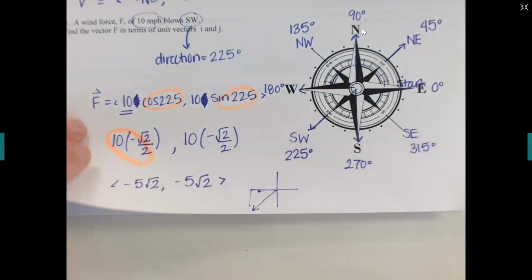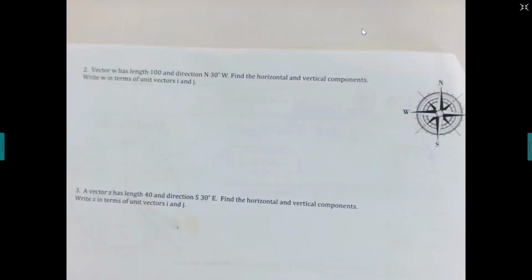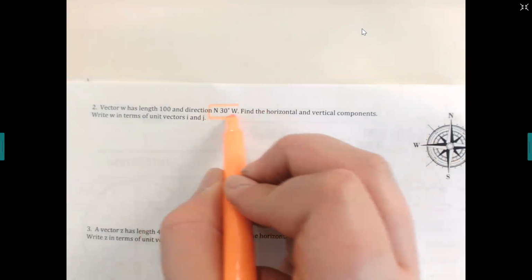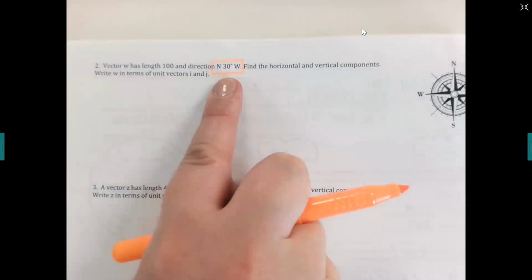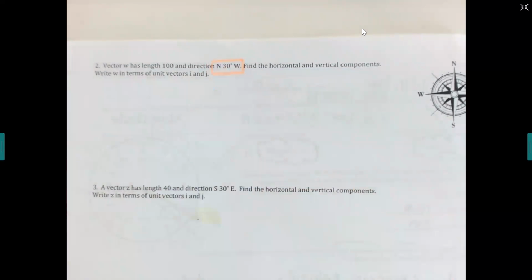Okay, so turn the page. We're going to talk about how you describe all of the other directions besides the perfect middle ground. We're not going to work out all of these, just a couple of them. Let's say that you wanted to be pointing north 30 degrees west. Circle that. Here's what that means.